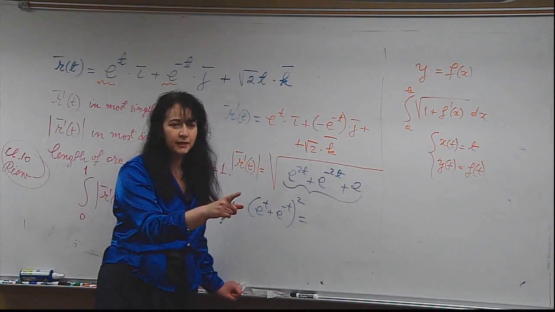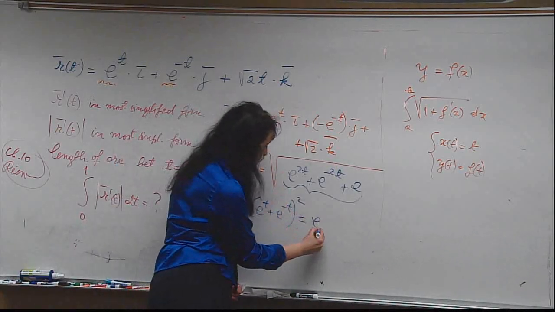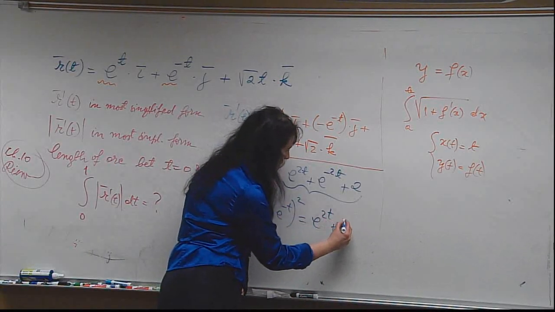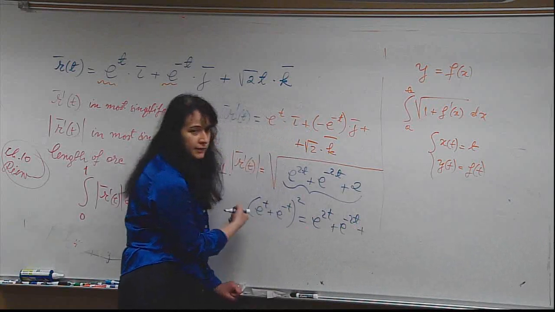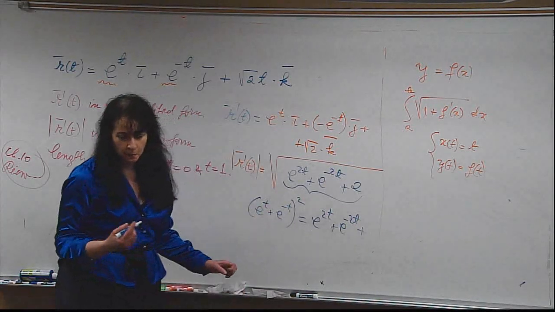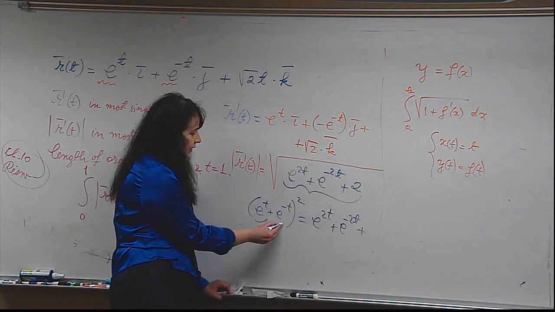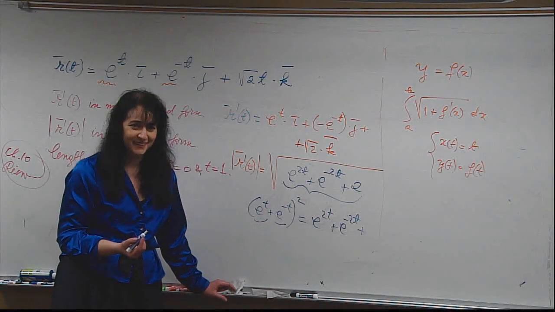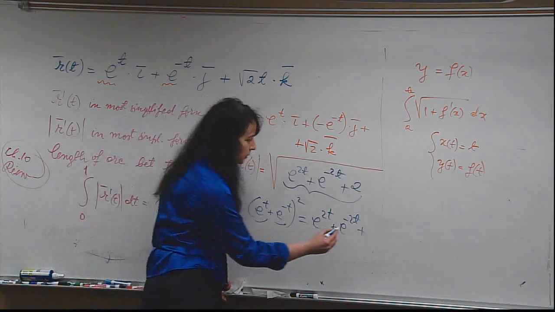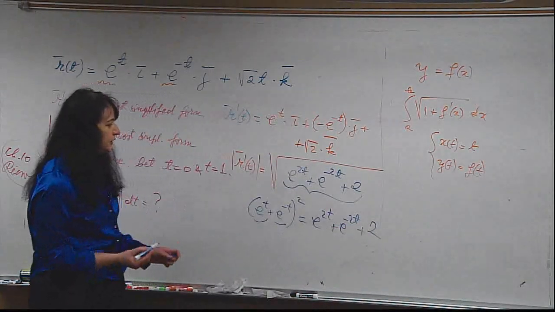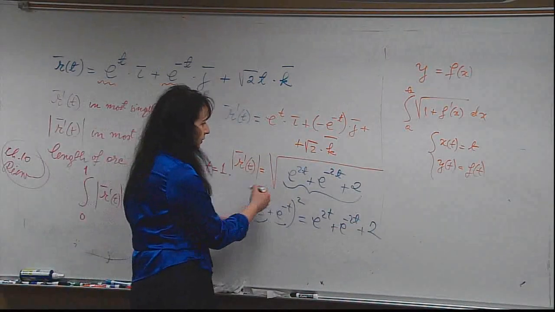Alex, Nitish, anybody else? Do you now see the pattern? e to the 2t plus e to the minus 2t plus twice the product. And that's where the student was having a problem. Where do you see the product? The product is 1. The product is 1 doubled. So you get 2. So it's indeed exactly the perfect square.